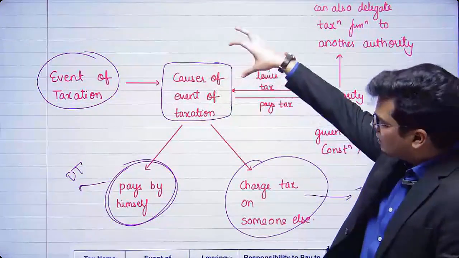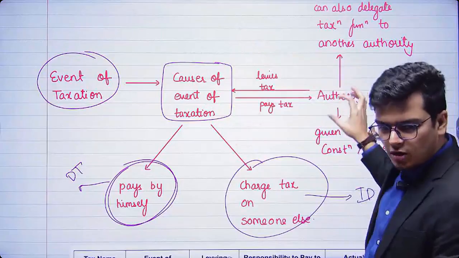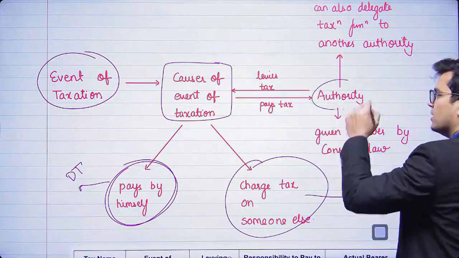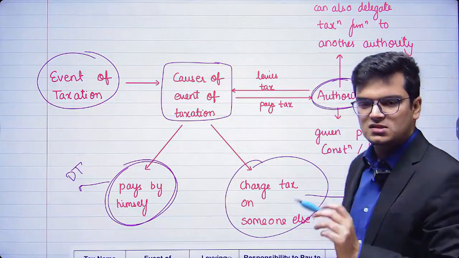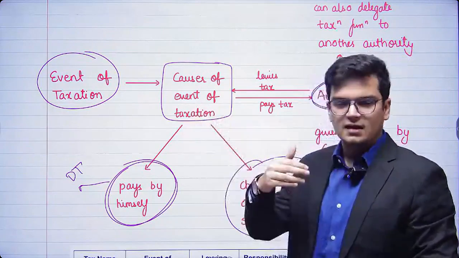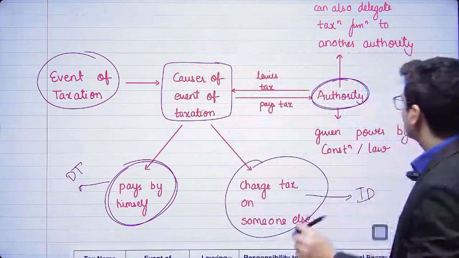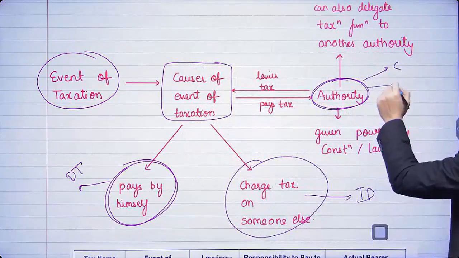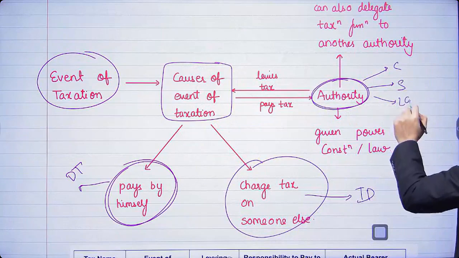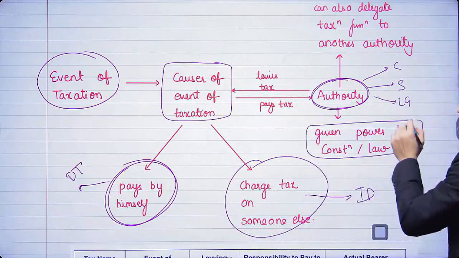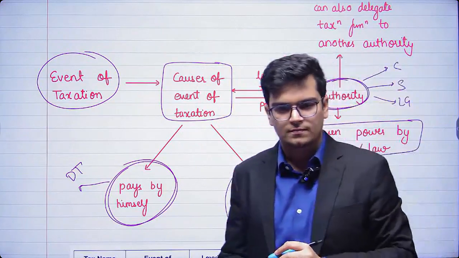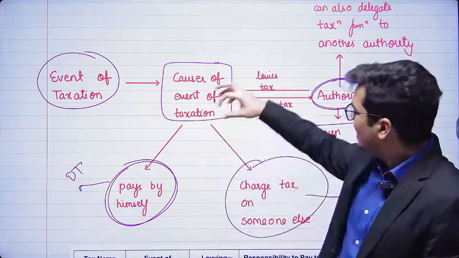Now, this tax would be levied by some authority. Some or the other authority would be levying and collecting this tax, on whom the responsibility of paying this tax will fall. Now, this authority could be either central government, state government, or local government. So they must have been given some power by constitution or law, right? So this is the levying authority.